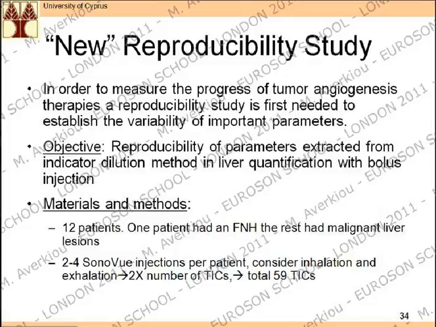At the present time, we have 12 patients. Some of them have malignant, some of them have benign lesions. The point is that those lesions are not changing from one injection to the next, and we're doing anywhere from 2 to 4 injections. And since we are doing respiratory gating, we are considering both inhalation and exhalation, so it's almost like doubling the amount of injections we have.